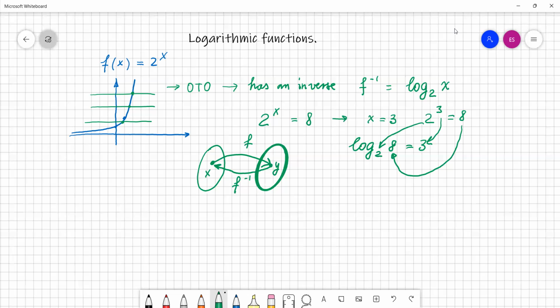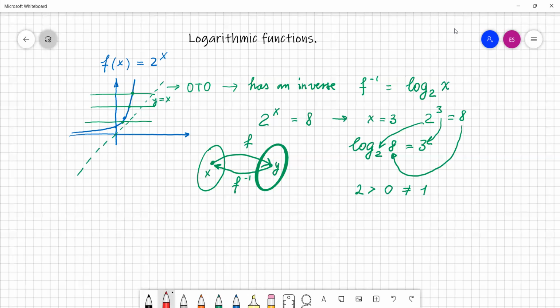We are going to consider the base of logarithms to be greater than 0 and also not equal to 1, like for the exponential function, right? How is the graph of the logarithm going to look? Remember that the graph of an inverse function is going to be a reflection of the graph of the direct function around the line y equals x.